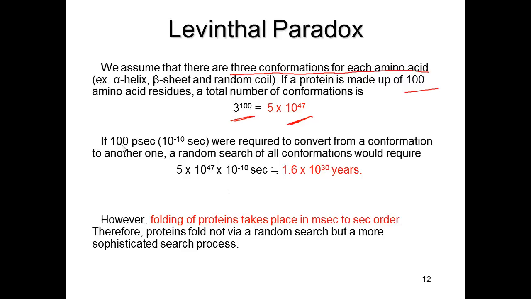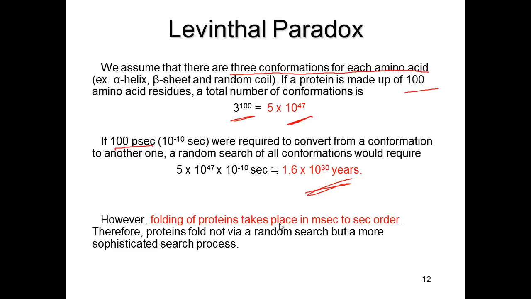He then went on to postulate or calculate, assuming that it takes 100 picoseconds, which is less than a nanosecond, to convert from one conformation to another. The result is an unbelievably long time for just a single protein to sample all the different conformations, which is the only way that you can rigorously conclude that you are at the absolute global thermodynamic minimum when you're folding a protein.